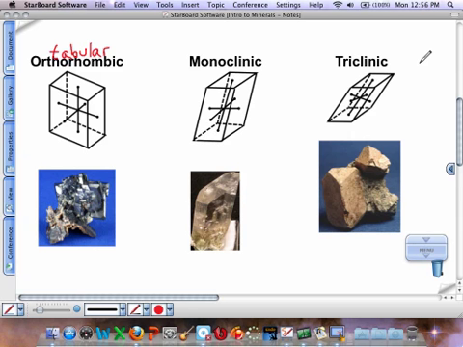This beautiful mineral right here, this is called celestine or celestite. And it has this very beautiful, almost cobalt blue look to it. But when you look at the crystals, you can see how they're very thin, and that's going to be your orthorhombic, very thin crystalline structures.